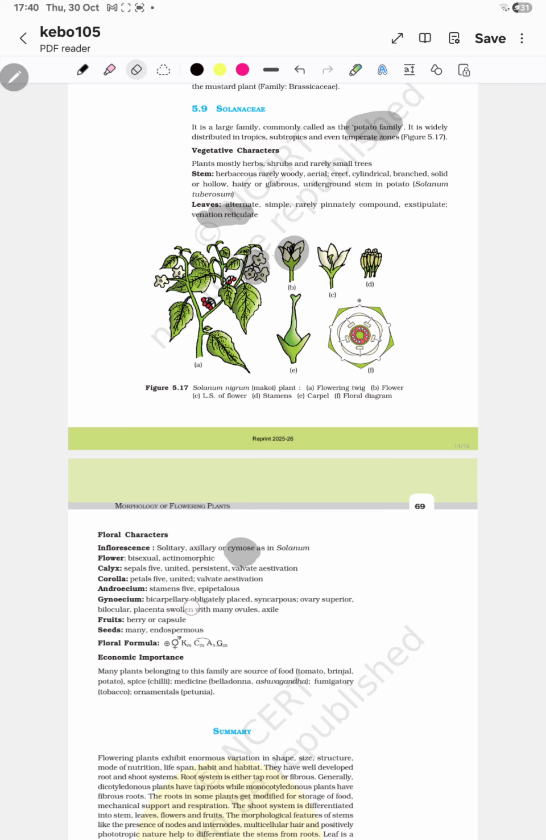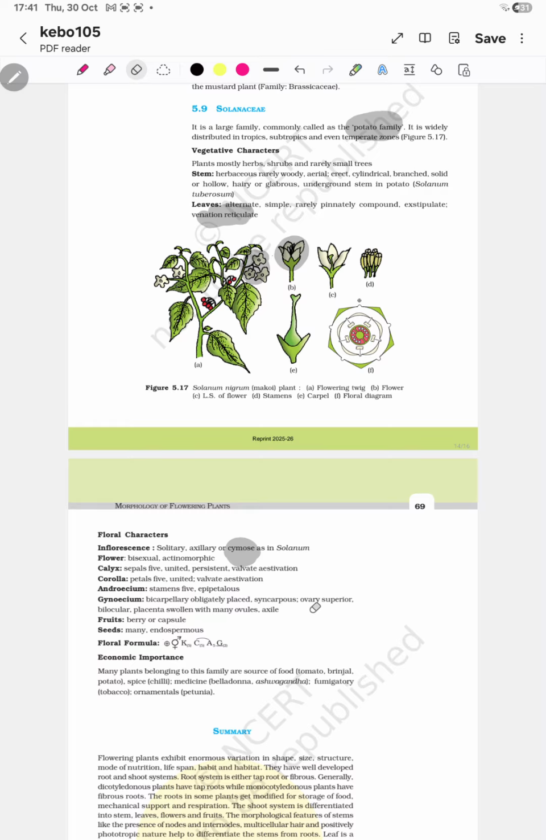You have the five stamens, which means it's epipetalous. Epipetalous. Again, Solanaceae and brinjal epipetalous. In case of lily, what will it become? Epiphyllous, because there is a perianth. Gynoecium, bicarpellary, 2 locules. Obliquely placed, syncarpous, fused carpels.